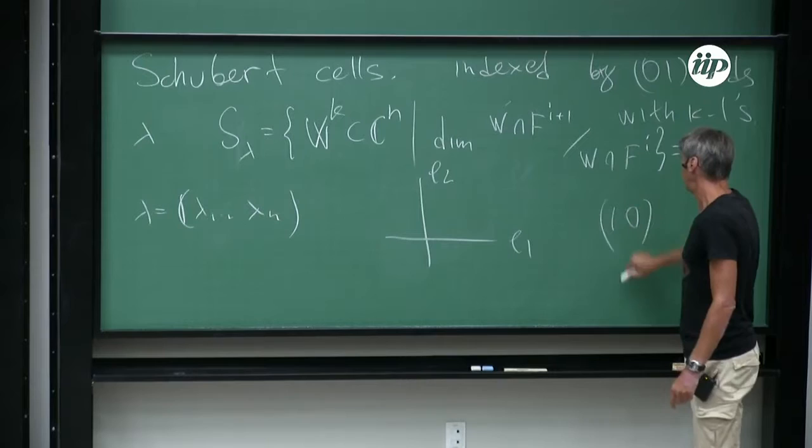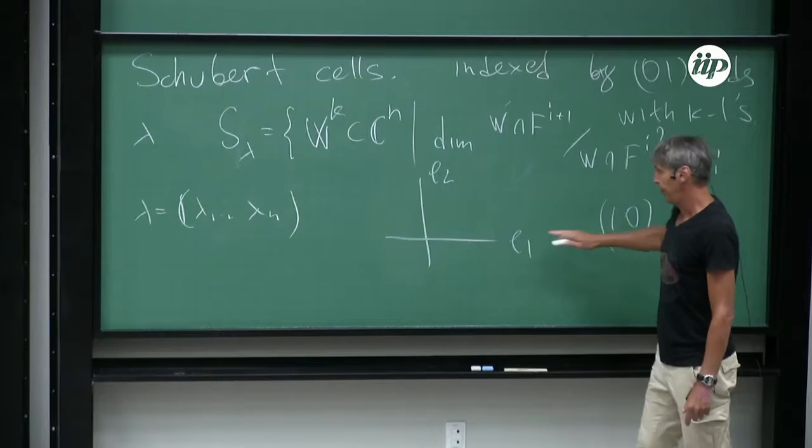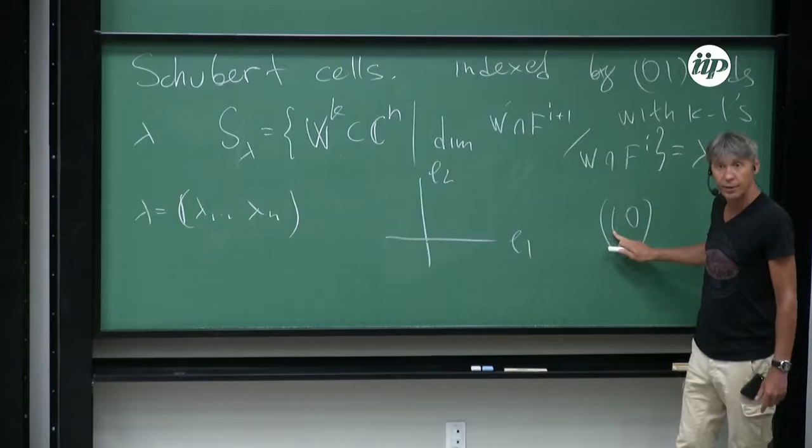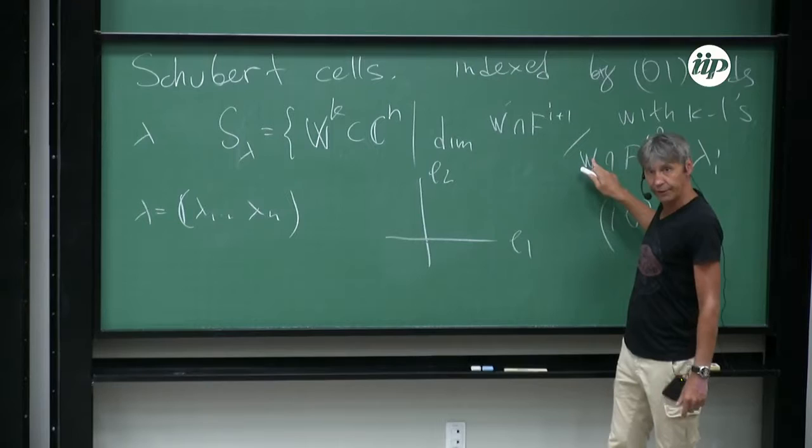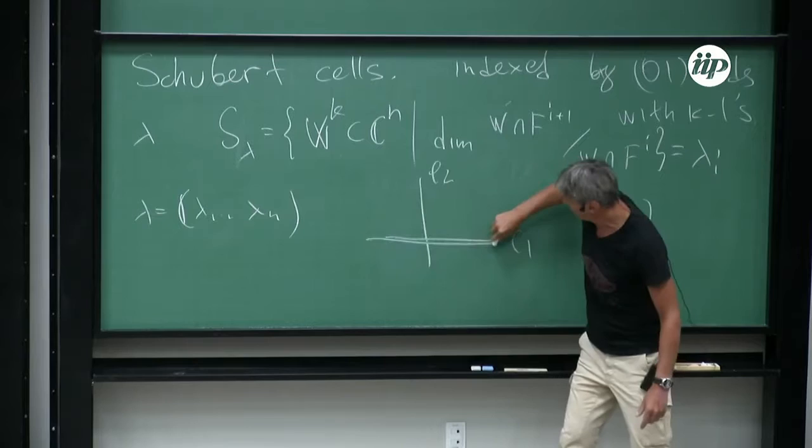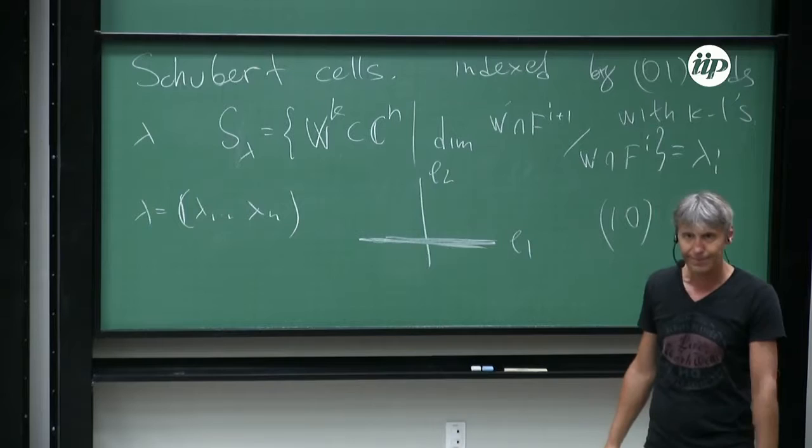Well, it means that it's a one-dimensional subspace which intersects the line generated by E1 with dimension 1. But after that, if you consider the intersection with the highest base over the intersection with the previous, the dimension must be 0. So that singles out the only possible subspace, namely this line generated by E1. Okay. So it's a point in a projective space, just one line.